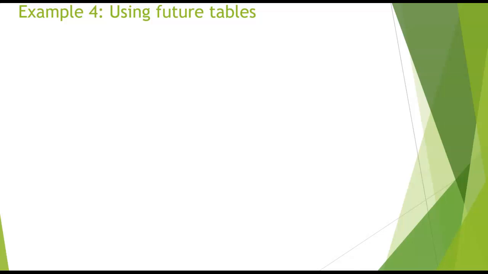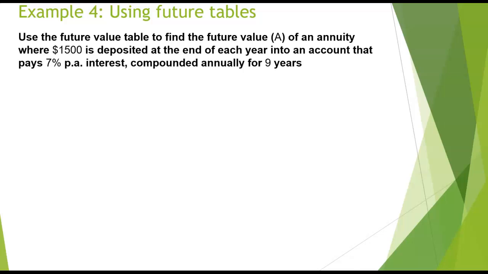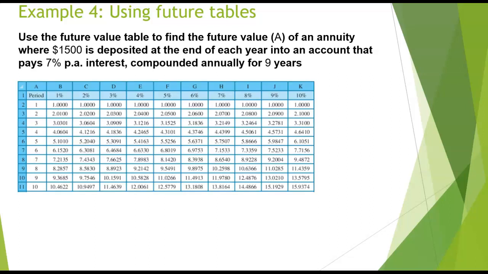Okay, our next example is going to look at future tables. So use the future table to find the future value of an annuity where $1,500 is deposited at the end of each year. That account pays 7% interest compounded annually for 9 years. So here's our future value table. We're looking for 7%, so we're going to be looking down this column here, column H, 9 years. Now make sure you're not looking at the number in the spreadsheet, but you're actually looking at the period number. So 7%, 9 years, here's our square.